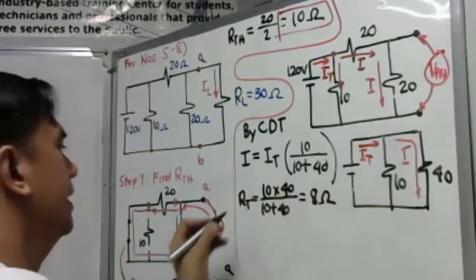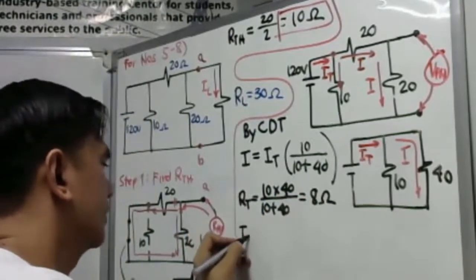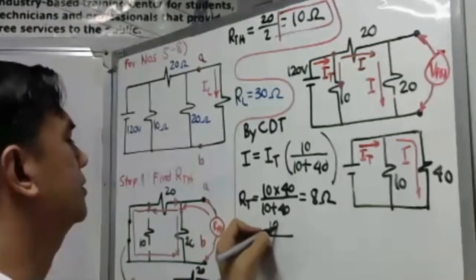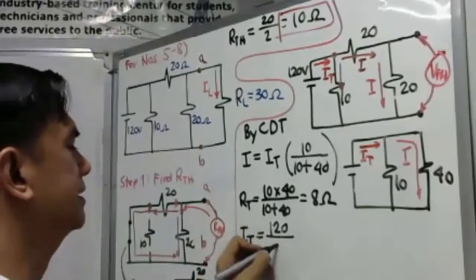Okay? Then, let us get our total current. What is our total current? That is the total voltage, 120 volts, over the total resistance, 8 ohms.